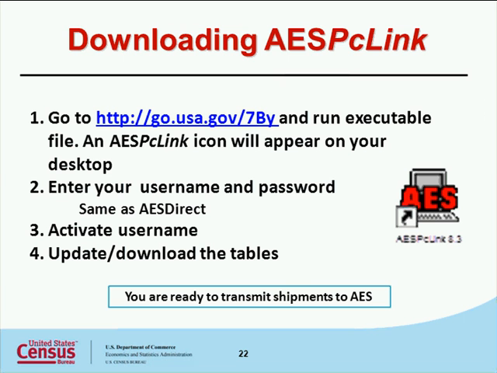If you are interested in downloading AESPcLink, these are the instructions on how to download. Like I mentioned, AESPcLink is the desktop version of AESDirect that stands on your personal computer. It is free and downloadable from AESDirect. Therefore, you would use the same login information from your AESDirect account. Go to the hyperlink on your screen and run the executable file. An AESPcLink icon will appear on your desktop. Make sure you are connected to the internet and click on it.